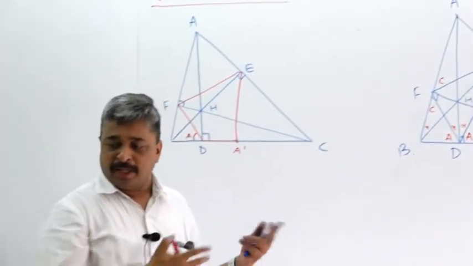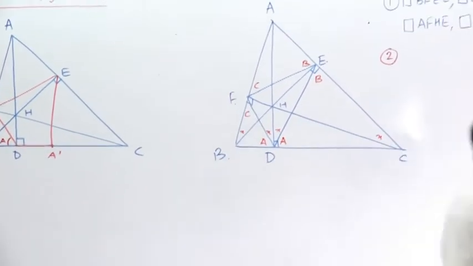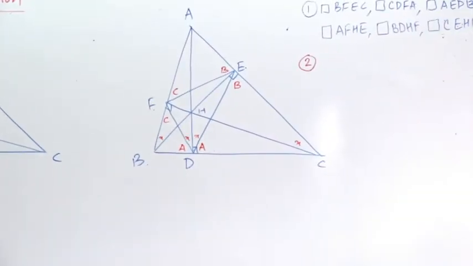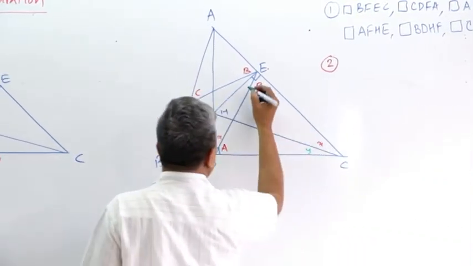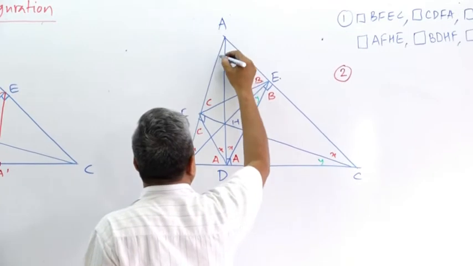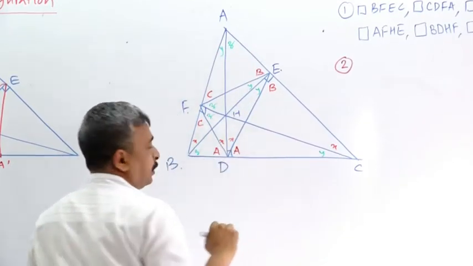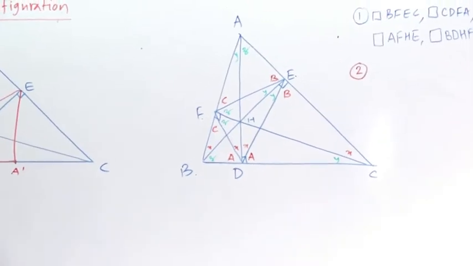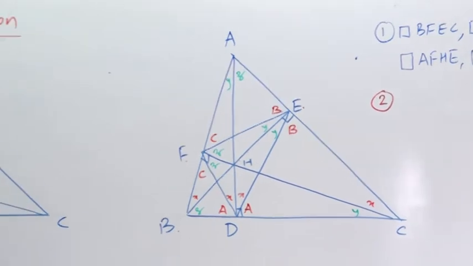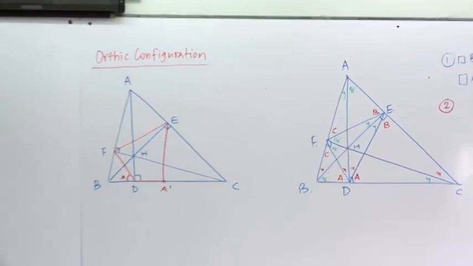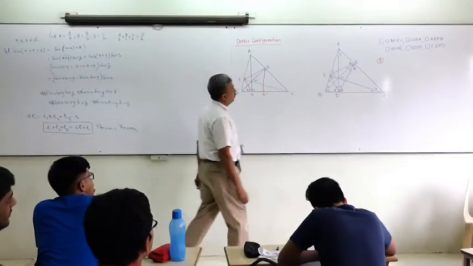So these 4 angles will be equal. Similarly, these remaining 4 angles also will be equal. Y, Y, Y, Y, Z, Z, Z, Z. All these four angles will be equal, because of symmetry. Correct? Do you understand?